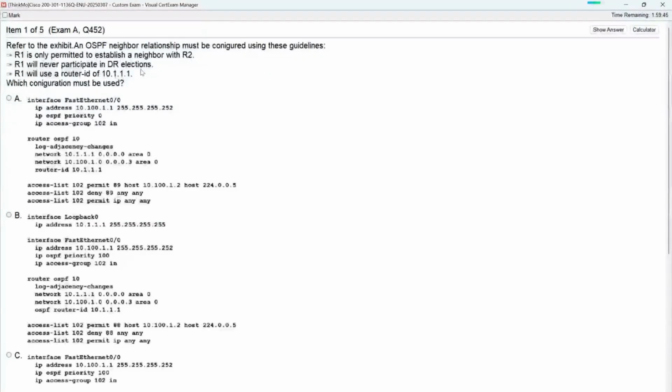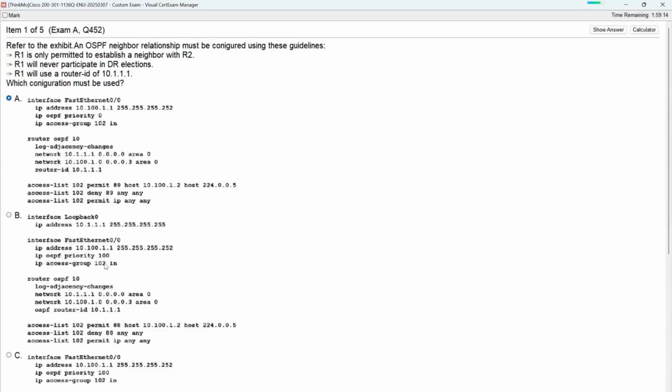First, it says that 2.1 is only allowed to establish a neighbor relationship with 2. If you look at 2.1 here, let's look at the first configuration. It advertises its own physical interface, right? And it also advertises its own loopback interface ID. Then the second requirement says that 2.1 should never participate in the DR election. Then the third requirement says its router ID must be set to 10.1.1.1. So configuration A fully meets the requirements.